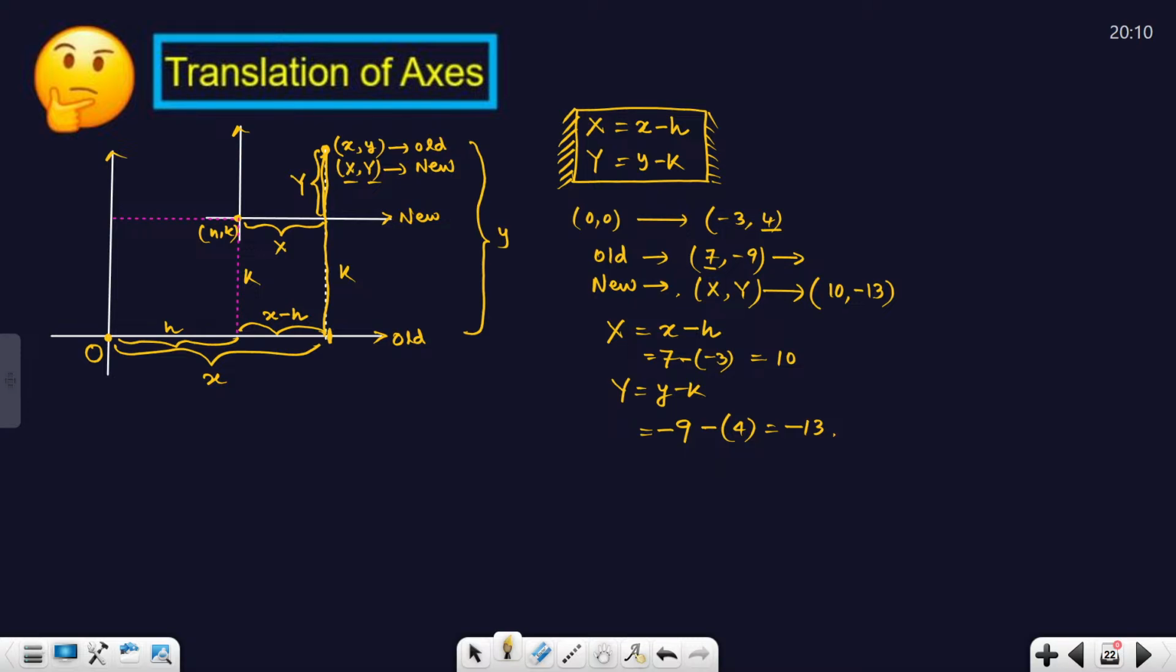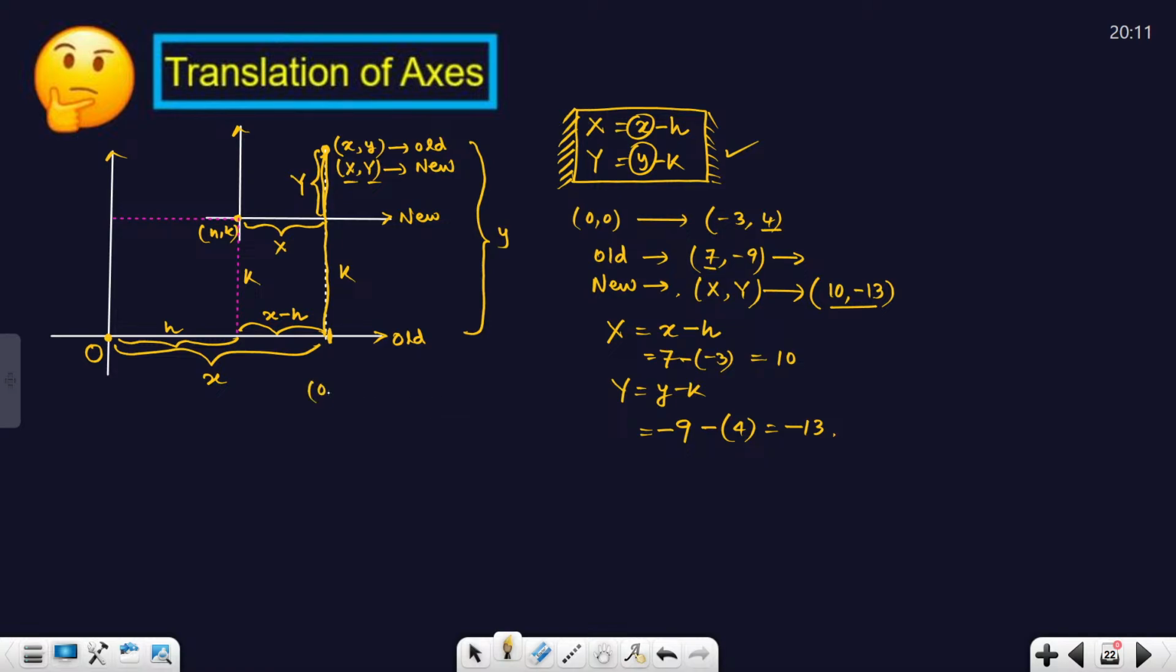It's a simple thing. Now I can take the reverse also. I can tell you that the new system has 10 comma minus 13 as the coordinate of a point. What will be the coordinate in the old system? So the new system means we are talking about capital X and capital Y, and we have to find out what is our small x and small y. That we can find out by using this relation. Getting my point?